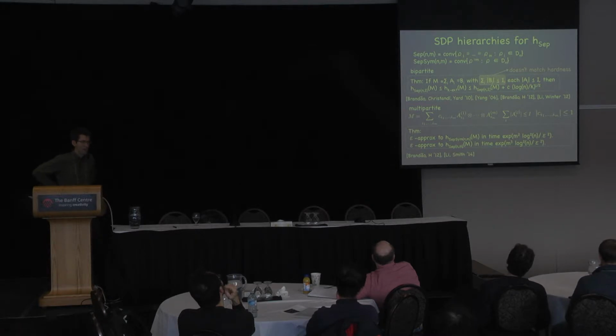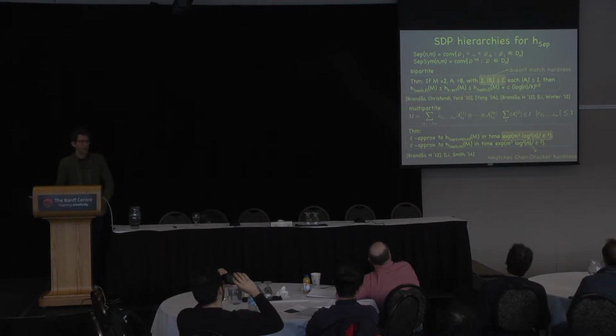The formula I put down applies to what you might call a multi-party Bell measurement. In other words, there are m parties. They each have part of the state. They each measure it locally and transmit their message to a referee, who then decides yes or no based on all of the messages the referee receives. So in this case, again, SDP hierarchies are proven to have certain bounds, and it turns out that one of them essentially matches the hardness result of Chen and Drucker.